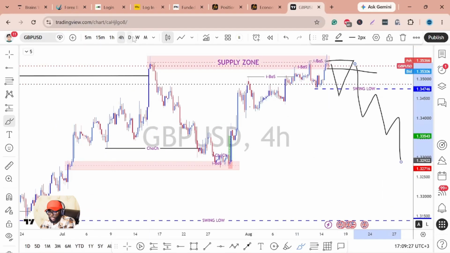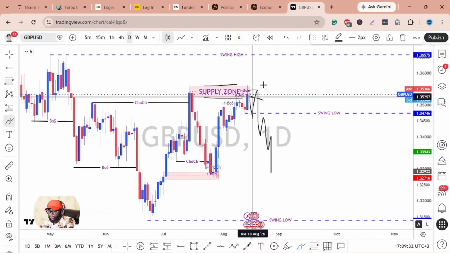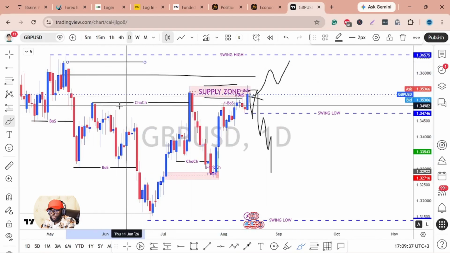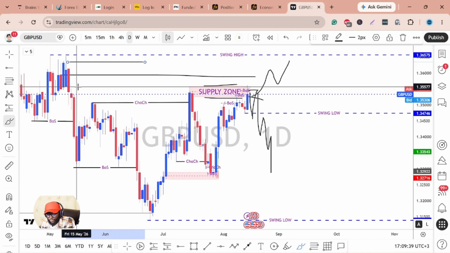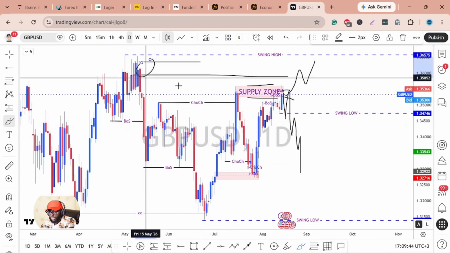And of course, if price is also able to take out this zone that we are currently on, then it means that price might be pushing higher, probably to react from this key level here. So I don't see any... it's not a valid supply zone, this one over here, because we don't have any imbalance.